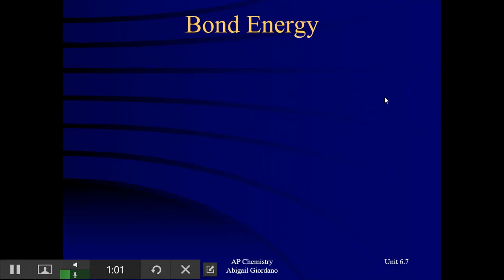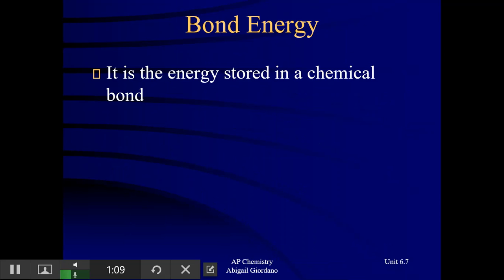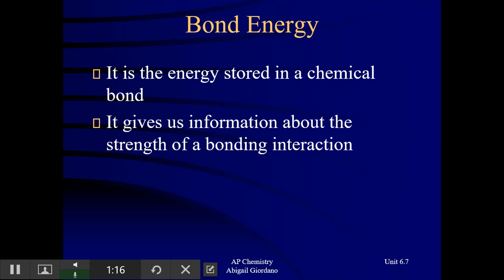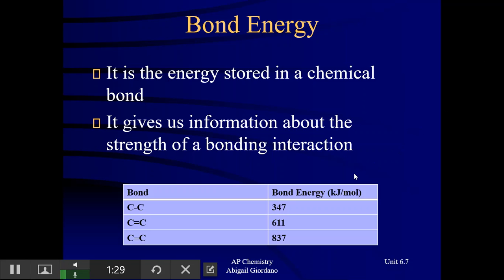So the concept that's being taught here in Unit 6.7 is bond energy or bond enthalpy, same thing. Okay, and that is defined as the energy that is stored within a chemical bond. And depending on the number for a particular bond, its bond energy gives us information about the strength of that bond. And I want to just show you an example here.